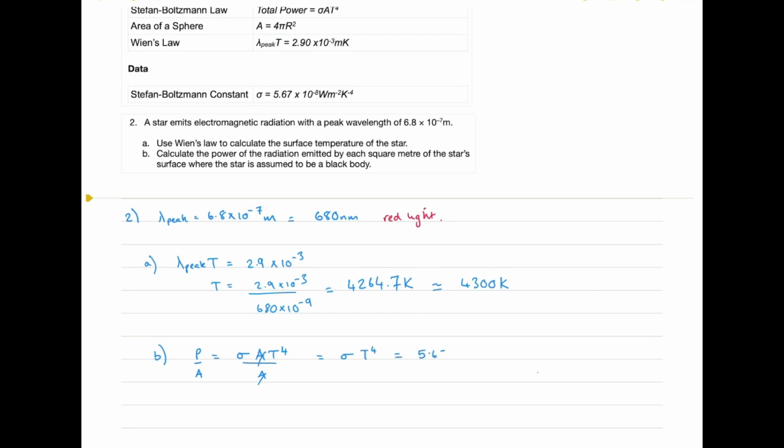So 5.67 times 10 to the minus 8, which is a constant, times, and we won't round just yet, to the power 4, and that's going to give us a value of 1.938 times 10 to the 7 watts per meter squared, and we'll round that down to, I think we can go to 3 significant figures there, couldn't we? Because the constant's given to 3 significant figures, so 1.94 times 10 to the 7 watts per meter squared. That's question 2.